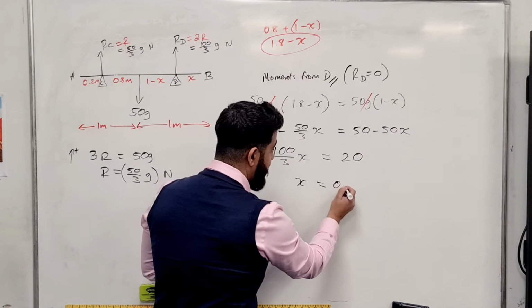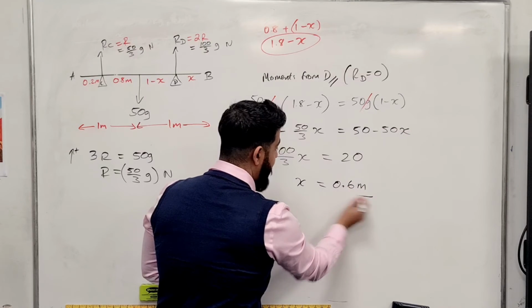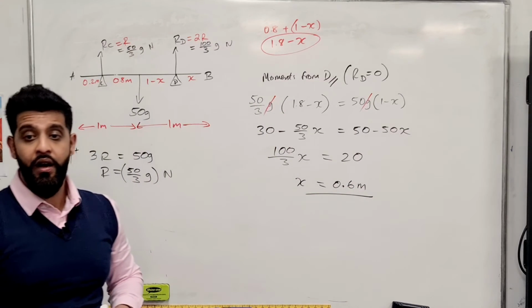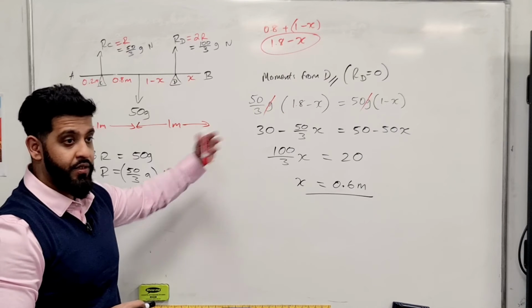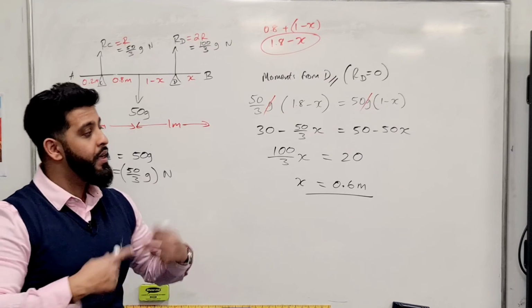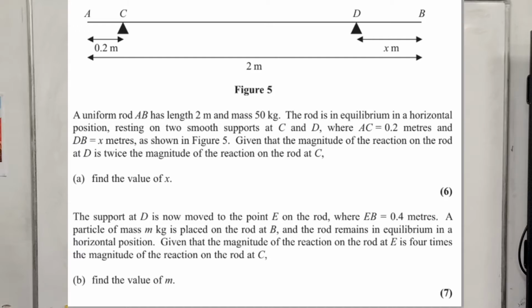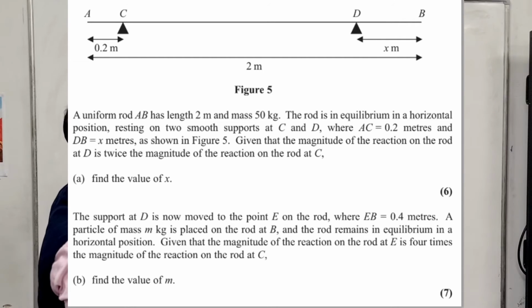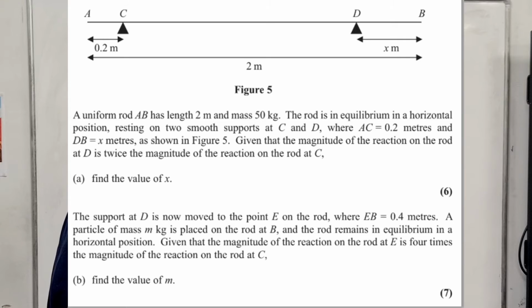And the answer is 0.6 meters. And there we have found the answer for x, the distance for x. Now if you read the question again, it says for part B, the support at D is removed and is placed on a point E on the rod, where E to B is 0.4.